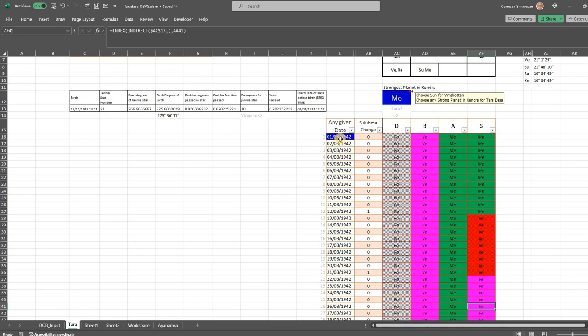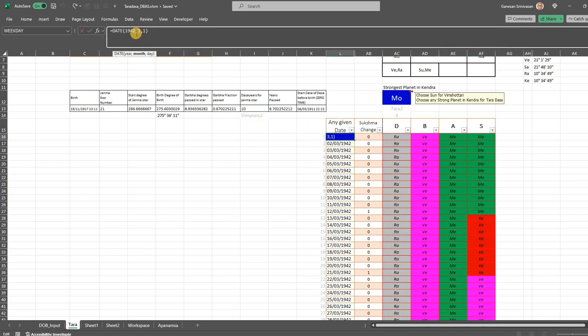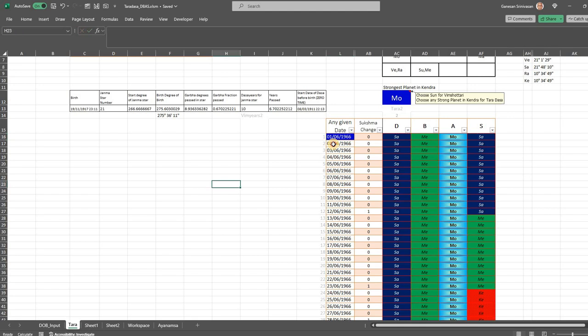24th June 1966. I have erected this for one year, each day. 1966, it was in June. Let me start with June. I just added one day to the previous day, so one has to give an input here. And if you see here, on 24th June, she was running Saturn Dasha, Mercury Bhukti, Moon Antara, and Ketu Sukshma.